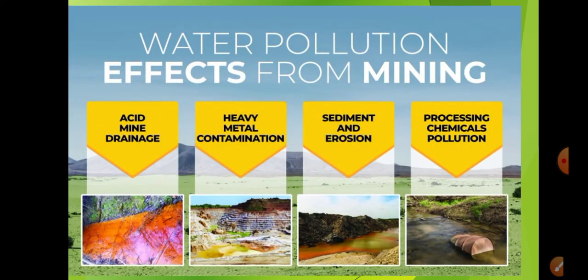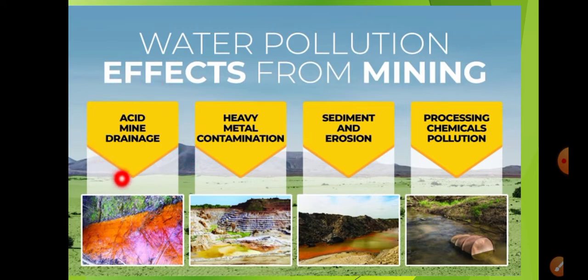Okay, now water pollution also has effects from mining. Mining has been done for a long time, right, from the past. Now the continuous mining is also affecting water bodies. Why is it? Because you can see in the pictures here, the different pictures show you the real scenario of mining. So, acid mine drainage. When you are doing mining on a large scale, acid mine drainage is happening.